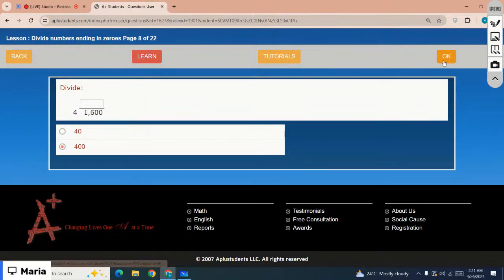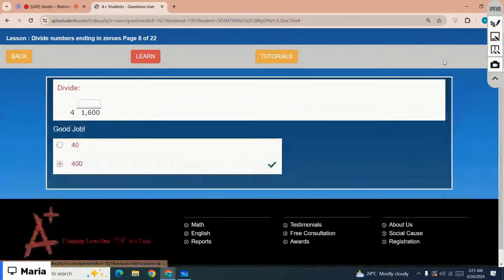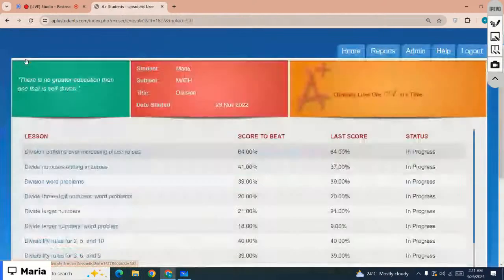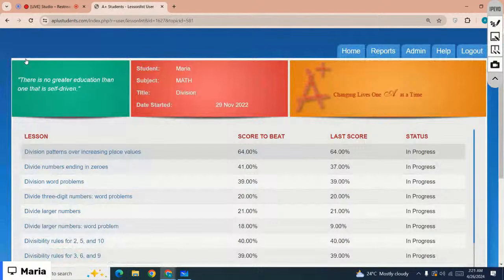Okay, you can complete the lesson by yourself later today. Let me just move on to the next lesson. The next lesson is division word problems. You have to do the word problems on your own. Then you have divide 3-digit numbers. Again, the word problems, you can do on your own. The next one is divide larger numbers. Let's just start with the next lesson.